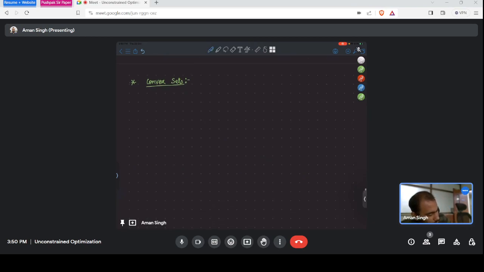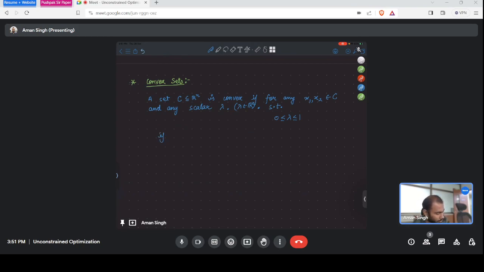So yeah, this is very important. A set X, or let's call it C because it's convex. A set which is a subset of Rn is convex if for any 2 points x1 and x2 belonging to the set C, and any scalar lambda, where scalar lambda means lambda belongs to R such that lambda is between 0 and 1, if lambda x1 plus 1 minus lambda x2 belongs to C, then C is a convex set.